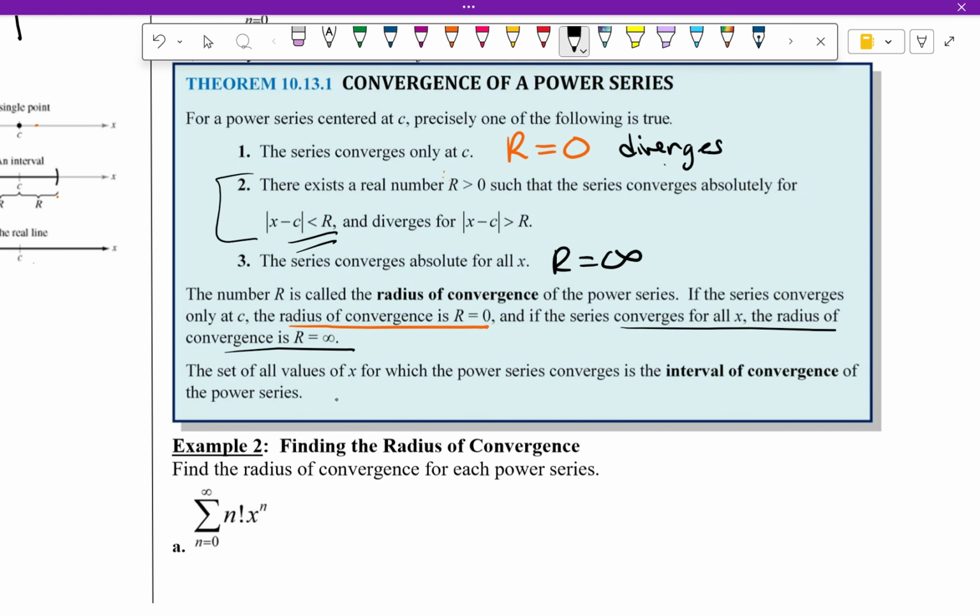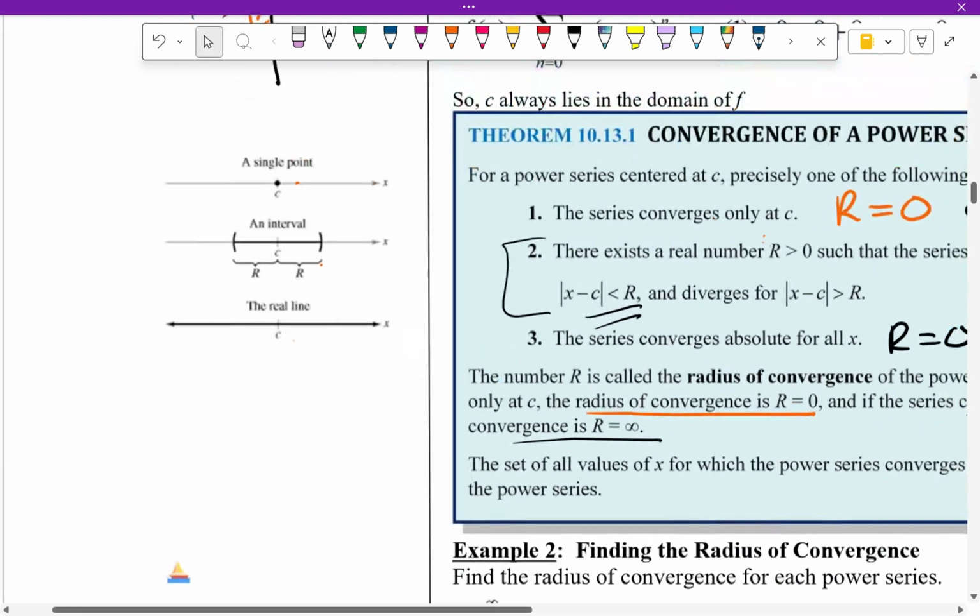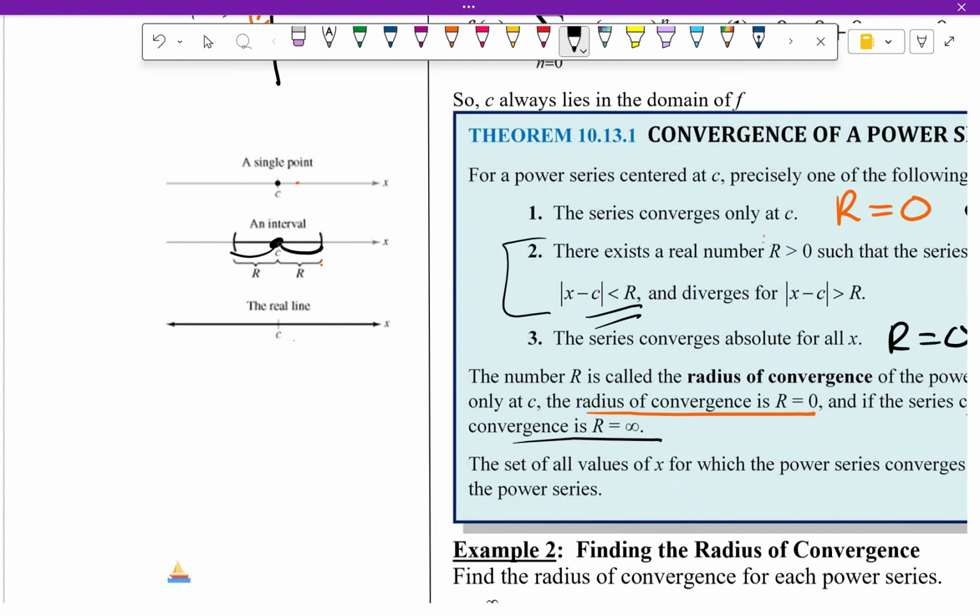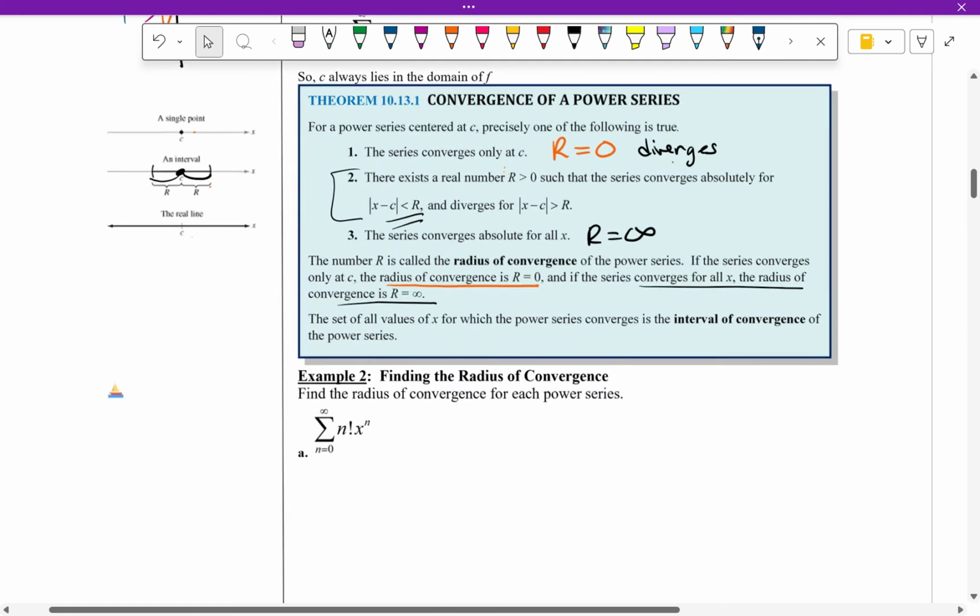And then it gives us the definition of interval of convergence. The set of all values of x for which the power series converges is the interval of convergence. So what they're talking about, a radius versus an interval: the radius is just the length from the center out. The interval is both radii in both directions. So that's why there's a radius versus an interval. A lot of times they want the interval, but you never know, so we're going to do them both.